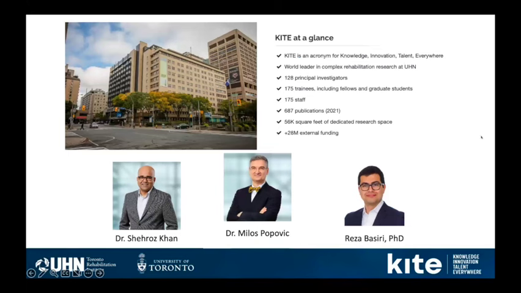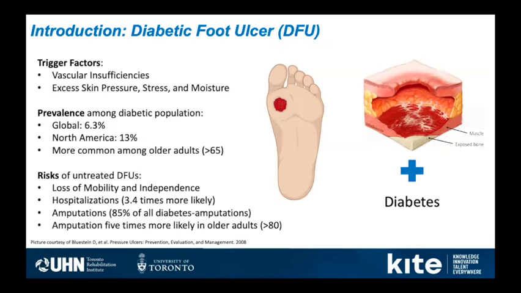CAIT, located at 550 University Ave, just next to Mount Sinai, is a research center focused on rehabilitation. Basically, we focus on rehabilitation of patients with spinal cord injury, stroke, and the elderly population who have difficulty with mobility and whatnot. In my research, I focus on diabetic foot ulcer. Diabetic foot ulcer is a skin wound occurring mostly at the bottom of the foot, on bony areas.